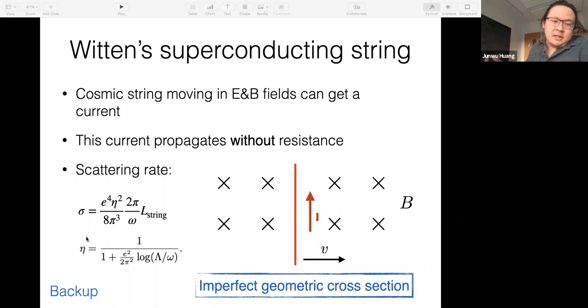Basically, what he showed is that his superconducting string is not like a real bulky superconductor, and you can understand it because this superconducting string has a thickness of order 1 over f, which is really, really tiny even compared to any other scale in the theory. So this imperfect geometric cross section is one of the main features of these superconducting strings.